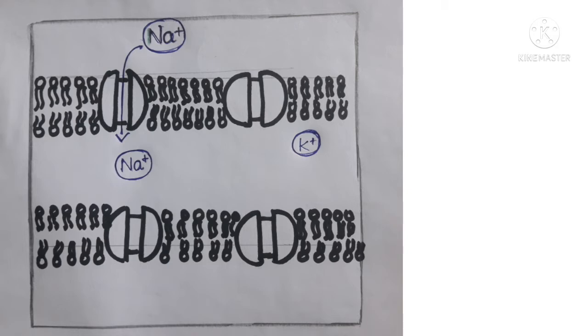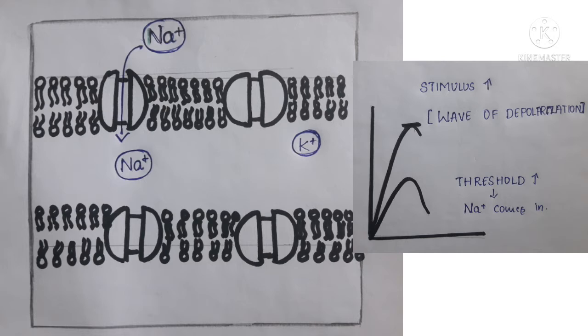When there is a stimulus, let's take it could be touch, pain, heat, or any stimulus, the sodium gated channel opens, as a result of which the sodium starts coming inside. When more sodium starts coming inside, the potential also increases. When the stimulus is high, more and more sodium comes inside, and the threshold reaches its peak. This is the wave of depolarization.